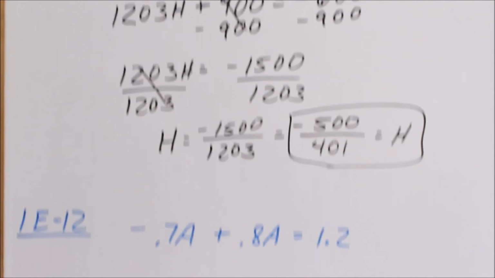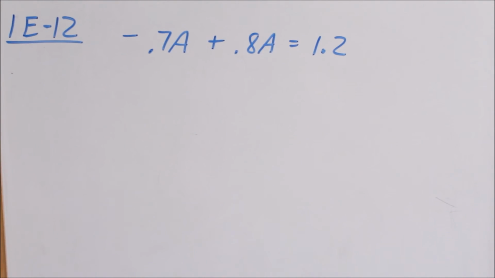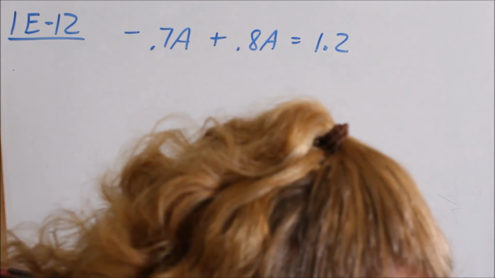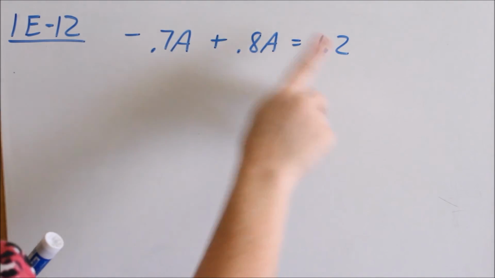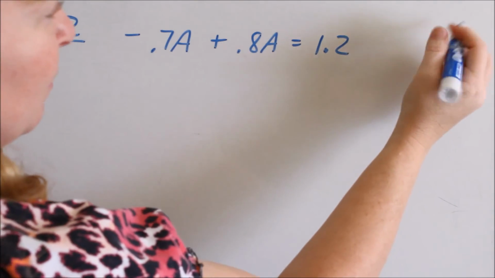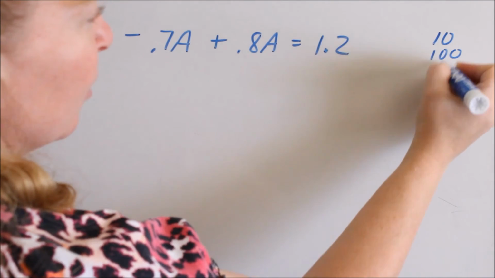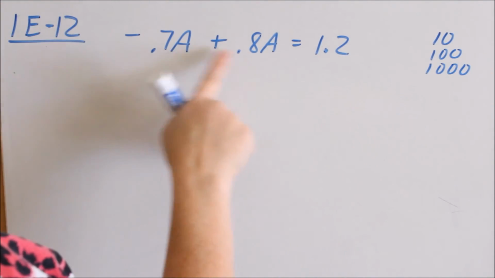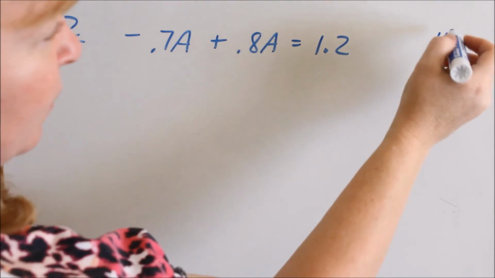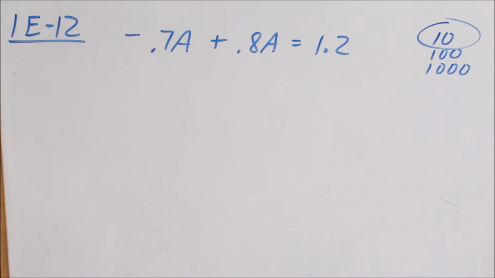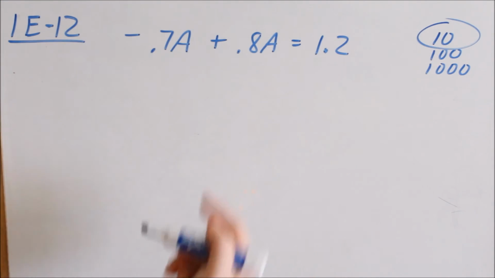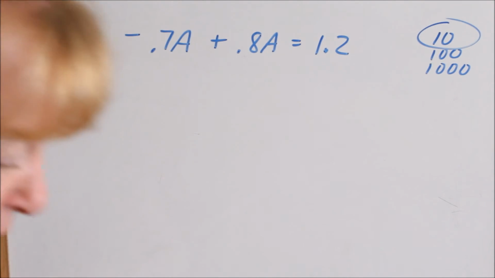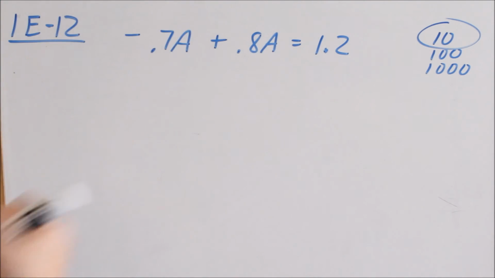Okay, now let's look at 1E, number 12. Again, we're going to get rid of the decimals. How do you do that? You look at the highest number of decimal places. They all have 1. So it's either going to be multiplied by 10, 100, 1,000. 1 decimal place, 1 zero. There you go. So you go by the decimal places. The one with the most decimal places has 1 decimal place, which is 1 zero, which is 10. So I'm going to multiply each one of these by 10.